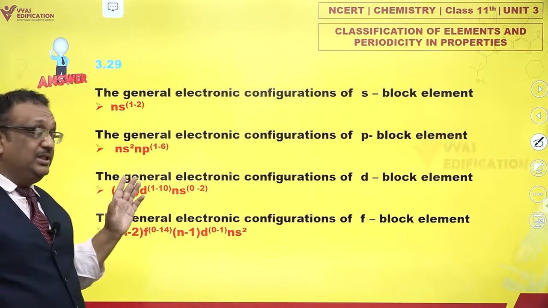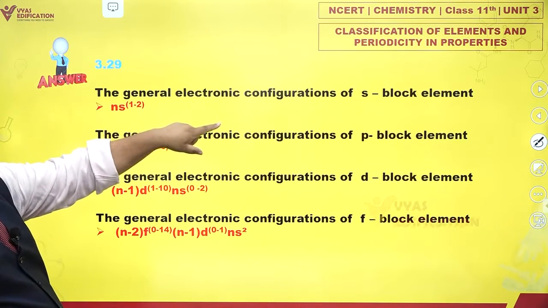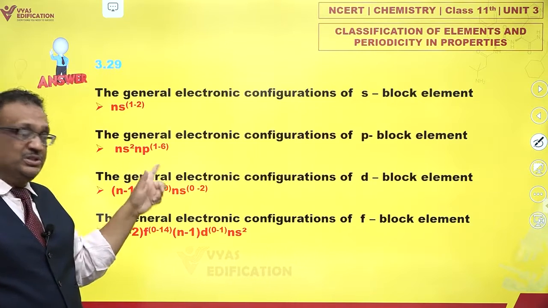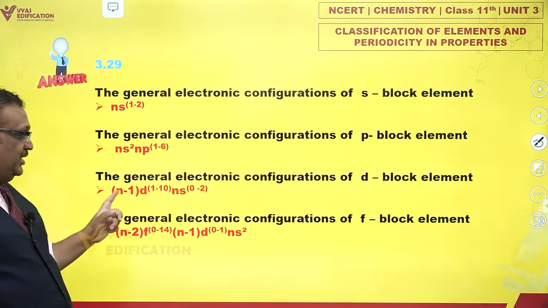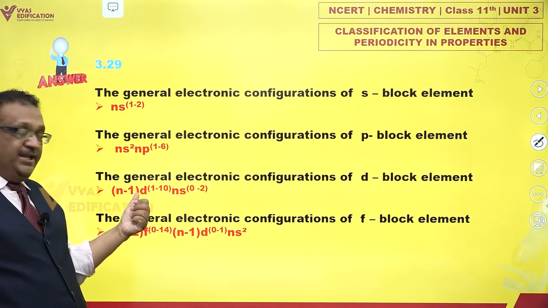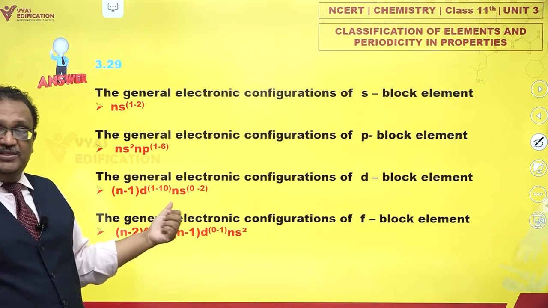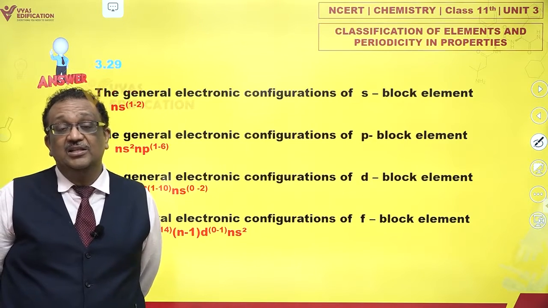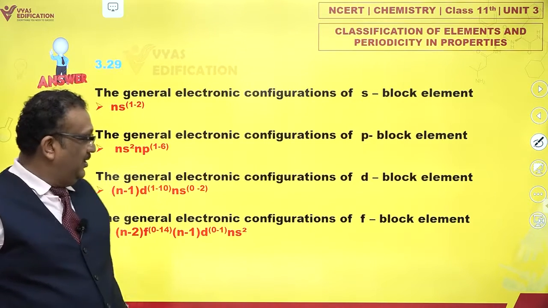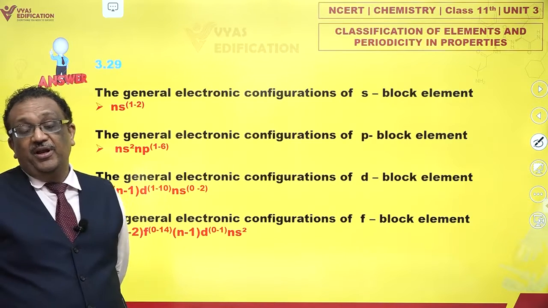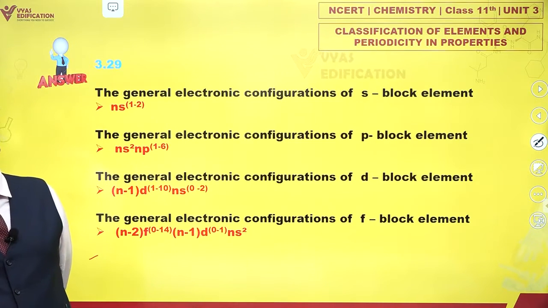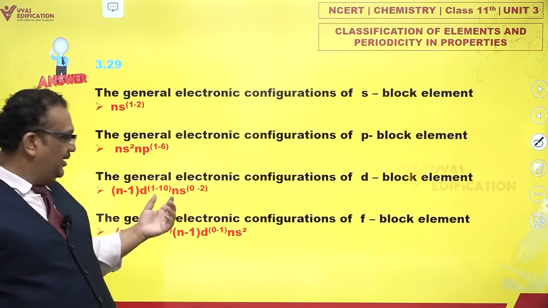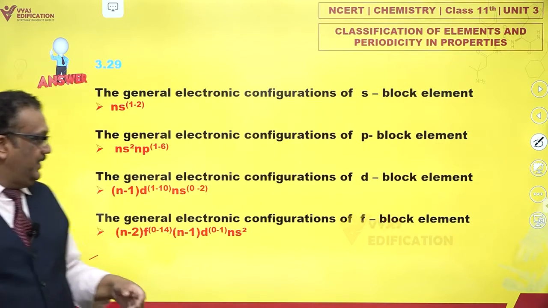So if you summarize all this, this is what you get. For S block, ns1 to 2. P block, ns2 np1 to 6. D block, (n-1)d, and d can vary from 1 to 10. ns could be 0 in rare cases like palladium. It could be 1 also in rare cases like copper or chromium or silver or gold or molybdenum or tungsten, something like that. And generally it is ns2.